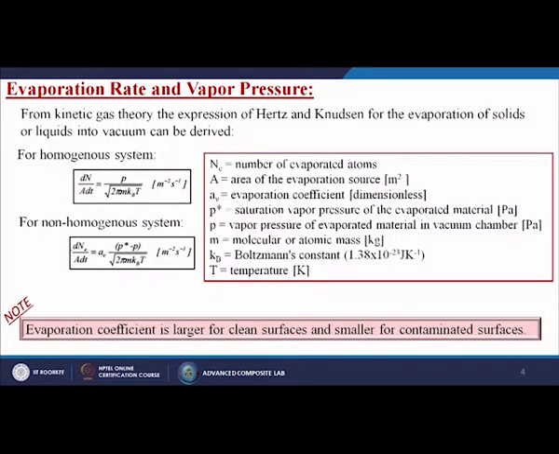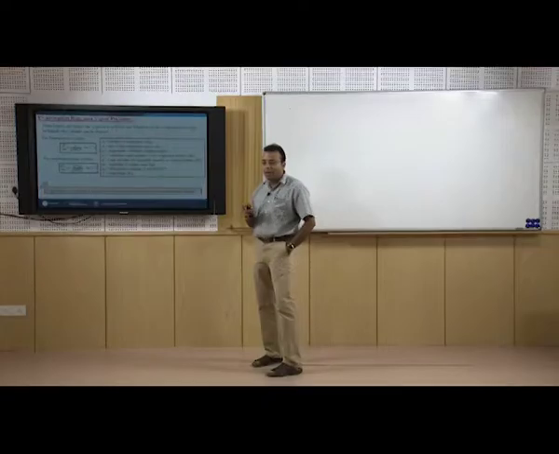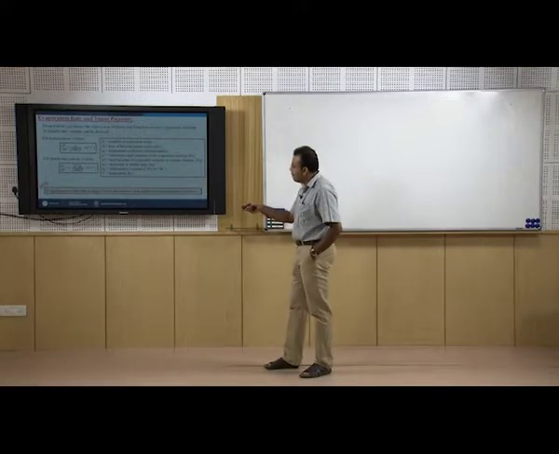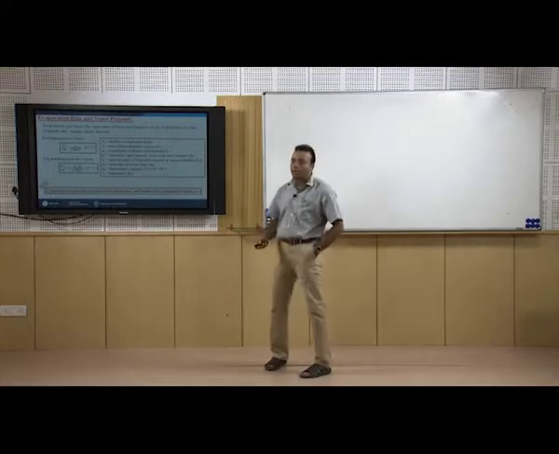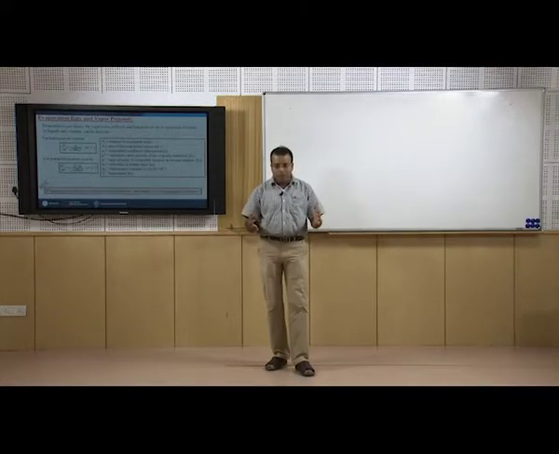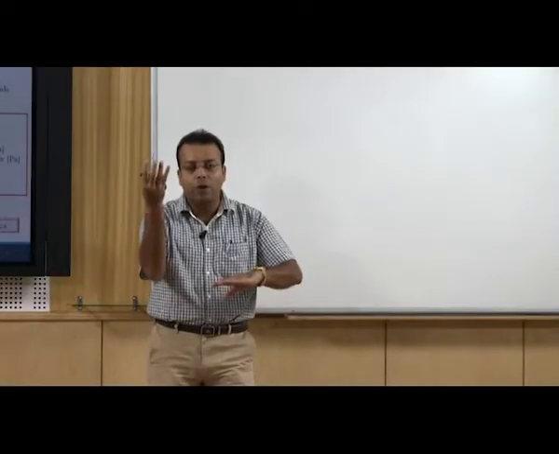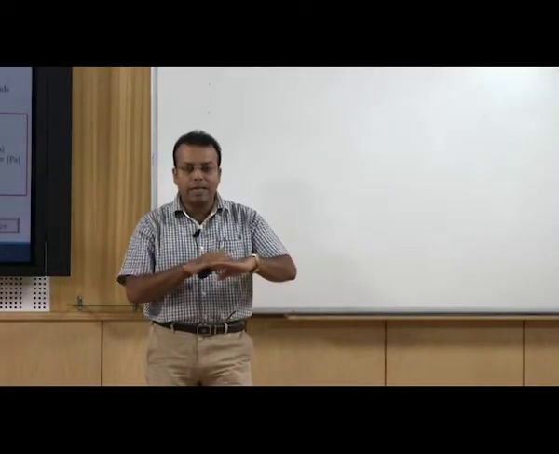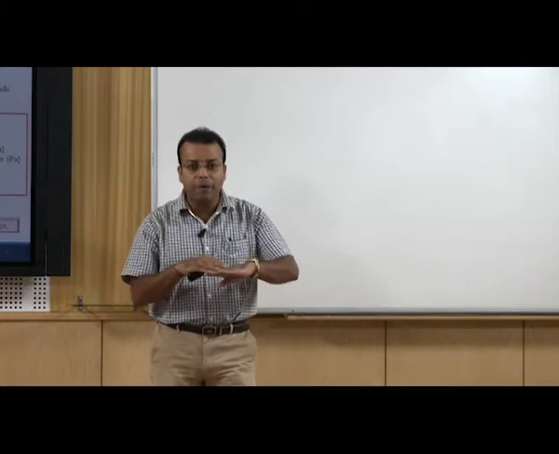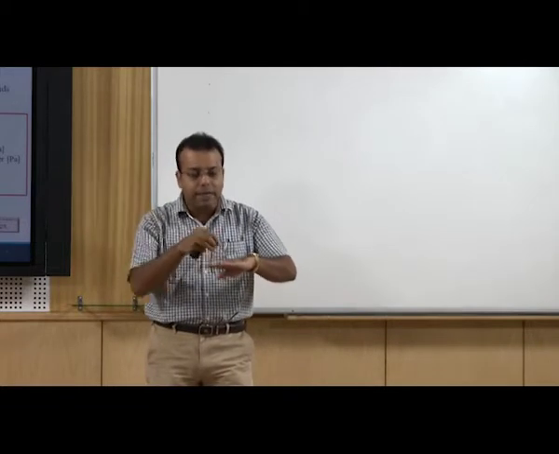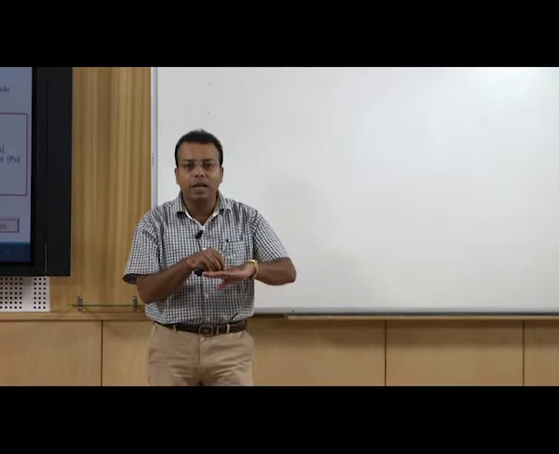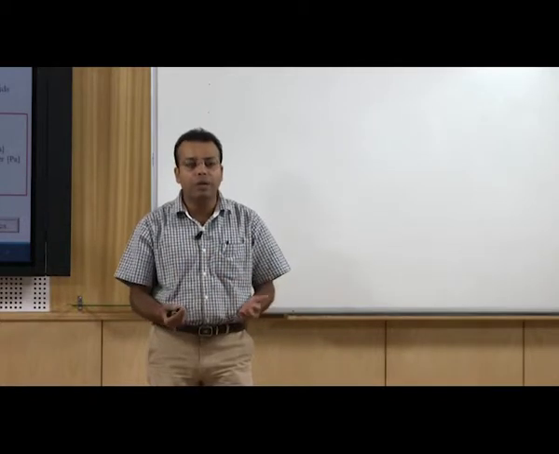One vital point to keep in mind is that the evaporation coefficient is larger for a clean surface and smaller for a contaminated surface, because on a clean surface the heat can easily hit the target material, evaporate it and form the vapor. But if there are contaminants or impurities, the heat does not directly reach the target material, so the evaporation rate will be slower.